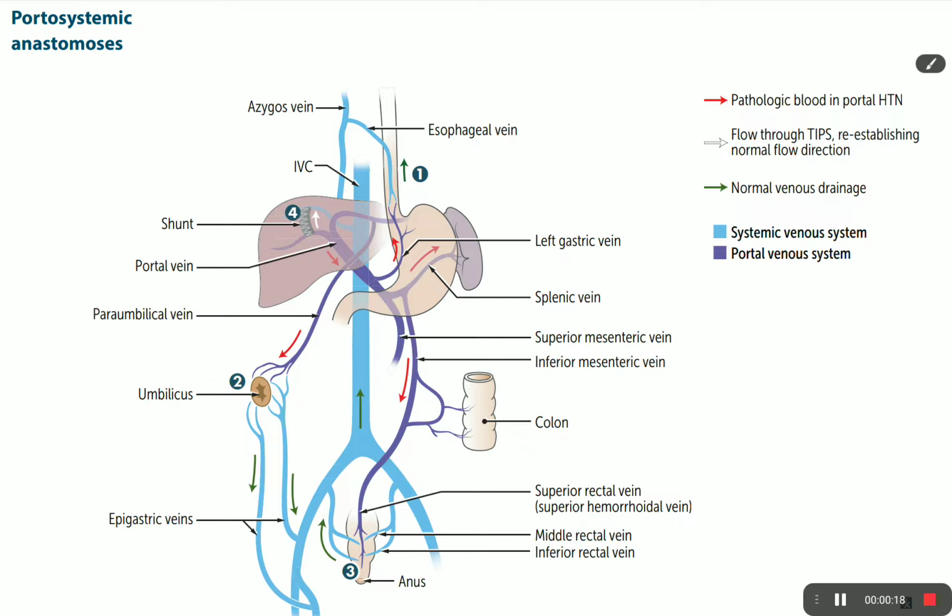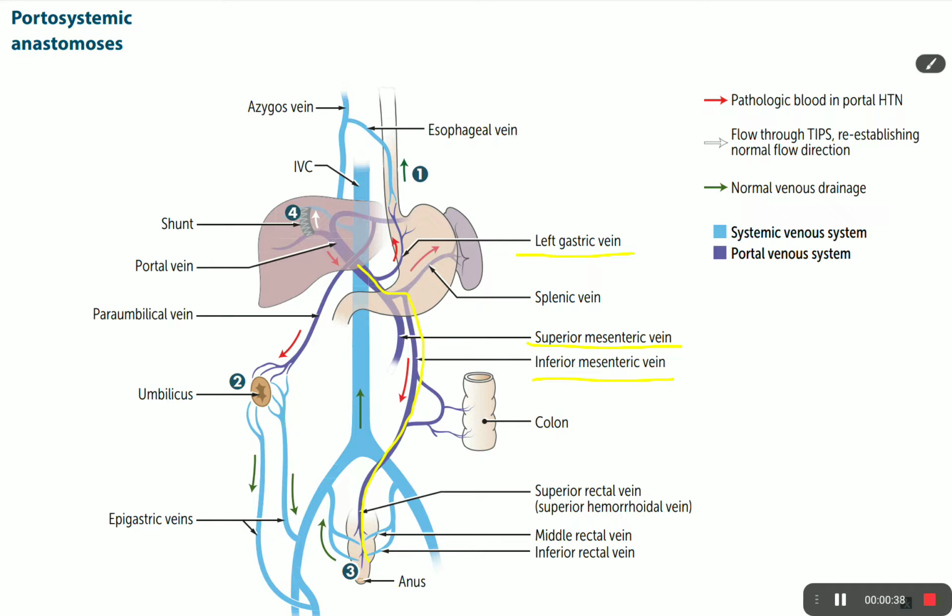The portal venous system is composed mainly of three veins: the left gastric vein, the superior mesenteric vein, and the inferior mesenteric vein as well. The inferior mesenteric vein brings the venous drainage from the hindgut and meets the splenic vein to drain directly to the portal vein.